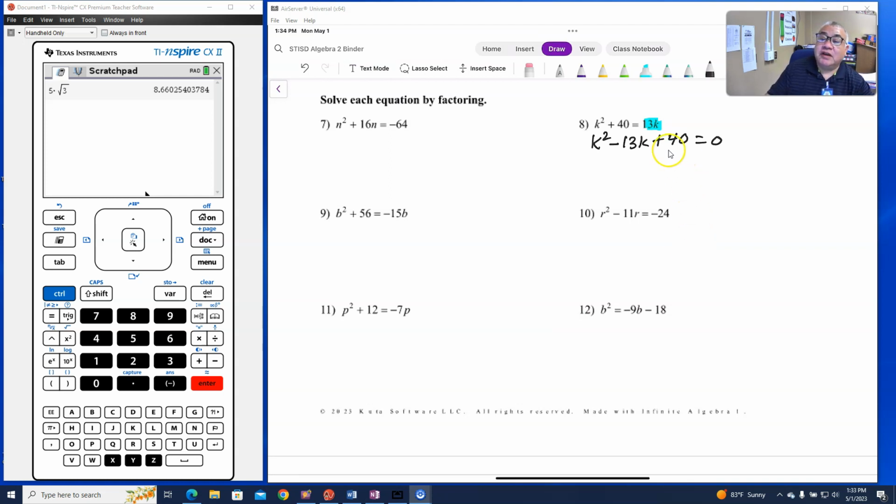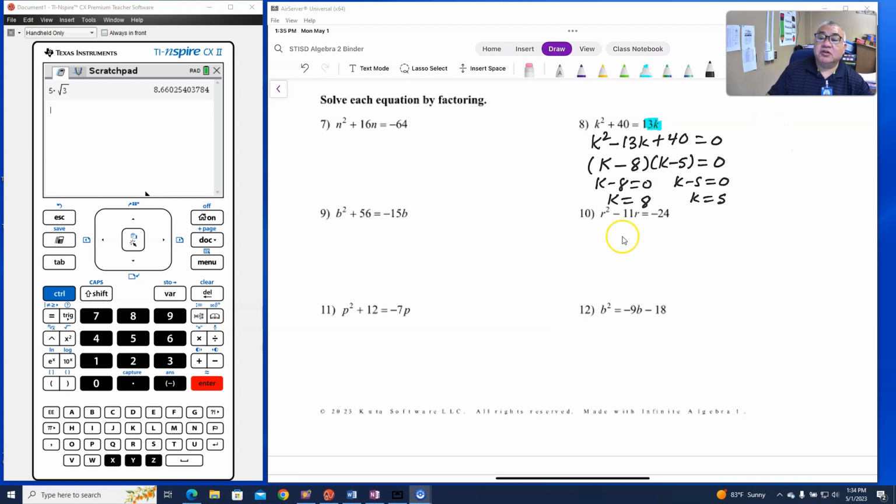So now you find the factors of 40 that when you add them give you negative 13. So the two factors are k minus 8 and k minus 5, because negative 8 times negative 5 gives you positive 40, and negative 8 plus negative 5 gives you negative 13. Then you set each factor equal to 0. So k equals 8 and k equals 5.